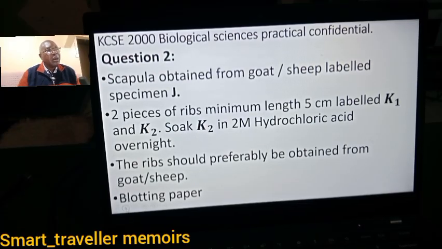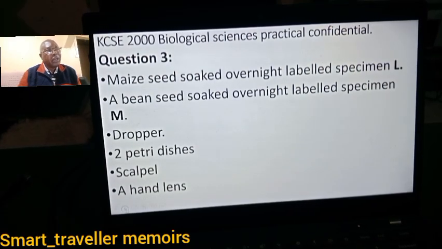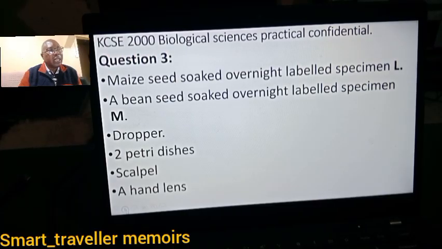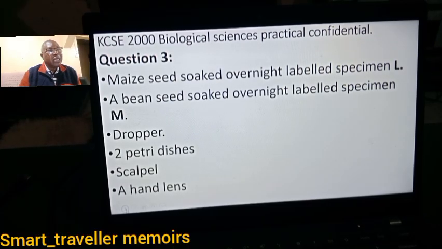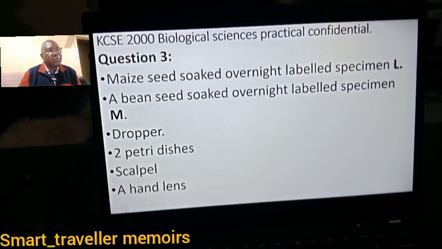Question 3. Confidential. Maize seed soaked overnight labeled specimen L. A bean seed soaked overnight labeled specimen M. And dropper, 2 petri dishes, scalpel, and a hand lens. Let's come to the questions.